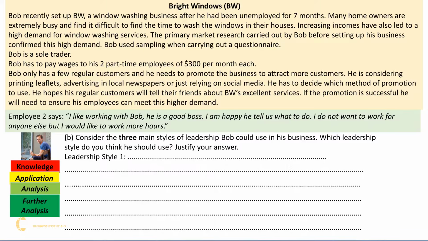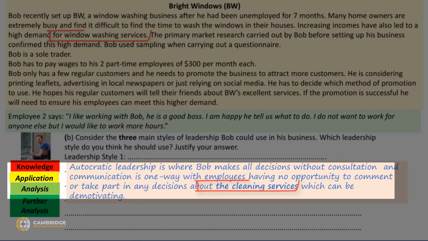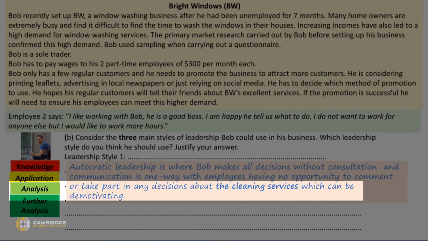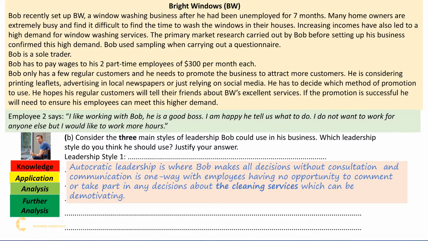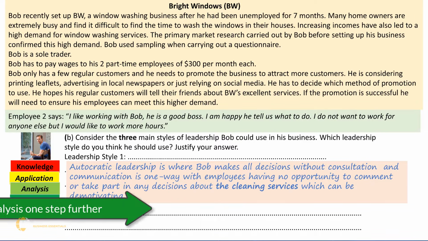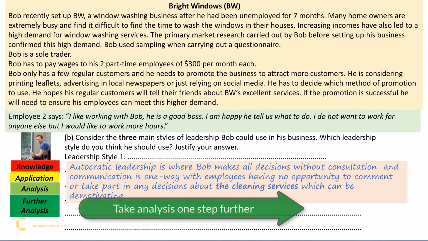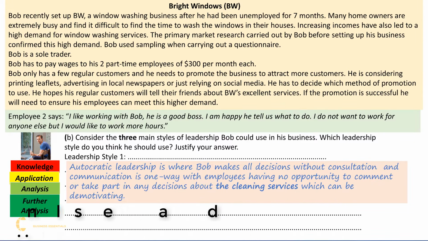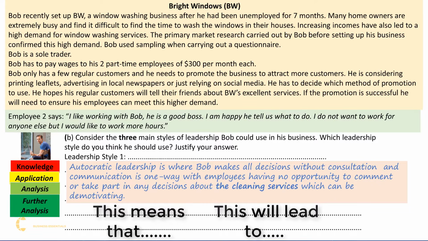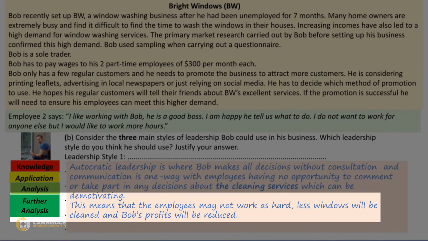We need to show knowledge and understanding of the leadership style in Bright Windows. Autocratic leadership is where Bob makes all the decisions without consultation, and communication is one way with employees, having no opportunity to comment or take part in any decisions about the cleaning services. And then explain the impact for analysis, which can be demotivating. To make sure we get all the marks, we need to take the analysis one step further. A good way of doing this is by using connectives like "this means that" or "this will lead to." In this case, demotivation will lead to lower profits.